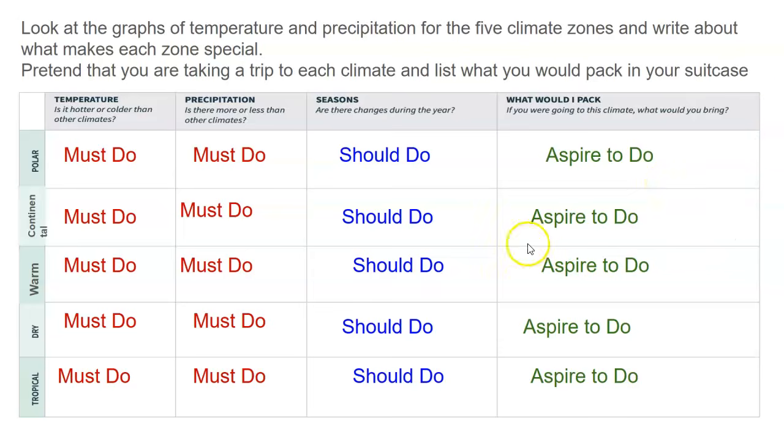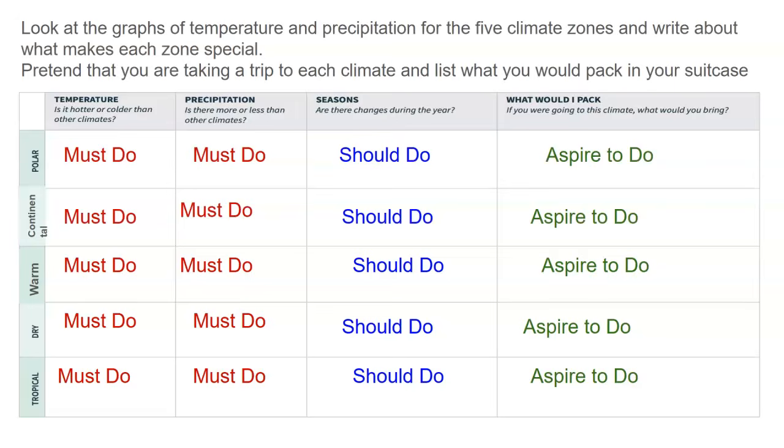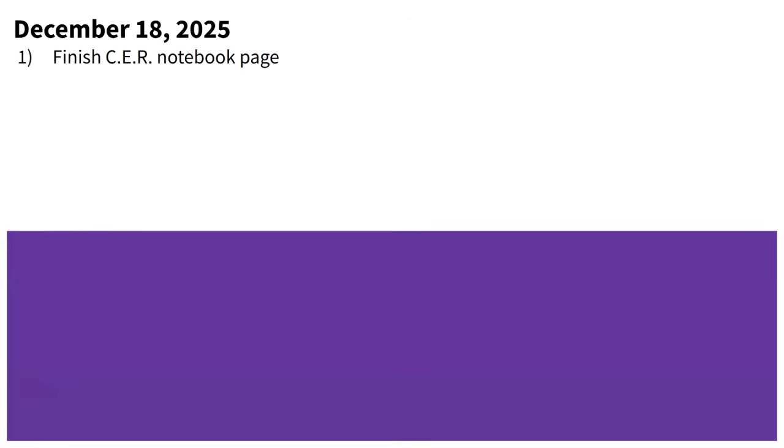The seasons, if it comes to you quickly, and you're like, well, what kind of seasons? Do they have a lot of different seasons or just one? Like our climate has lots of different seasons. We have 4, right? So you might want to think about that. If this is overwhelming or you're kind of behind, skip it. What would I pack is an Aspire to do. Do it after, if you have time.